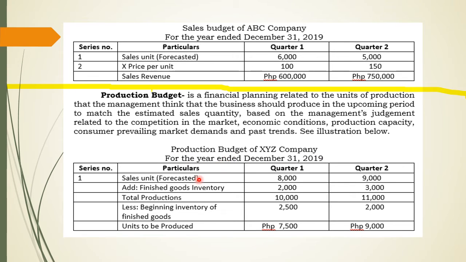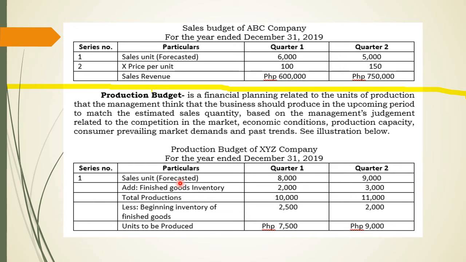First, you will make a heading and proceed to the computation. So as I have said earlier, you must have a forecasted sales unit. So in our example, sa quarter 1, your forecasted sales unit is 8,000. And then you will add the finished goods inventory kung unsay mga na-finish na dito sa inyong production. So you will have total productions of 10,000.